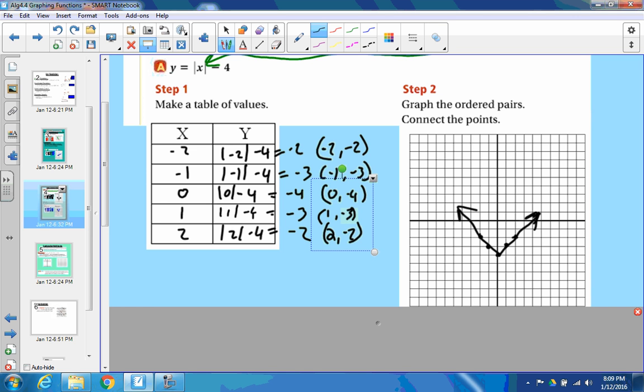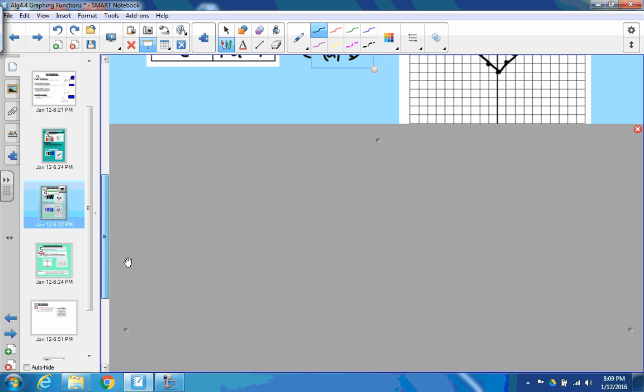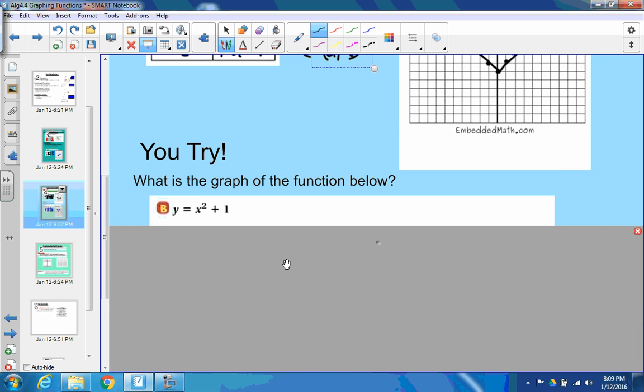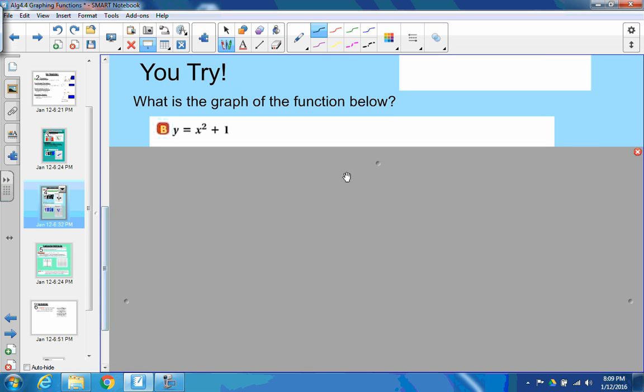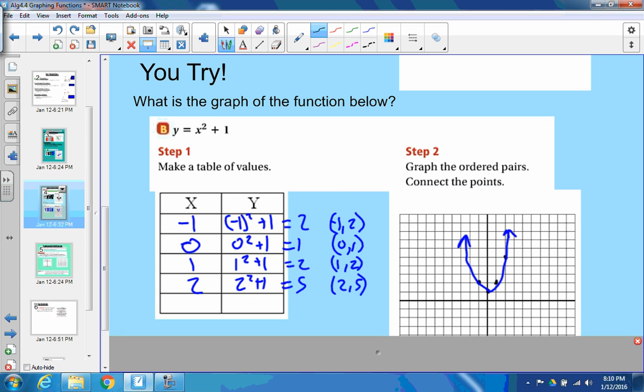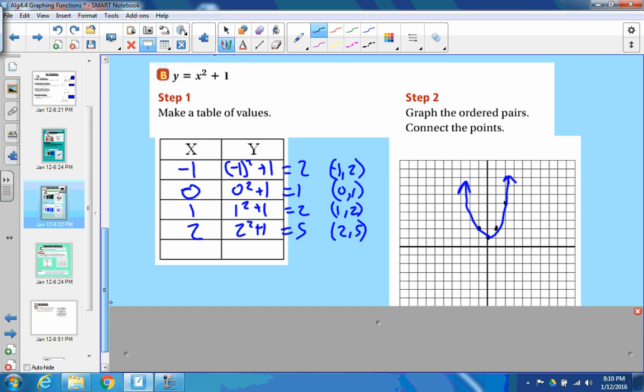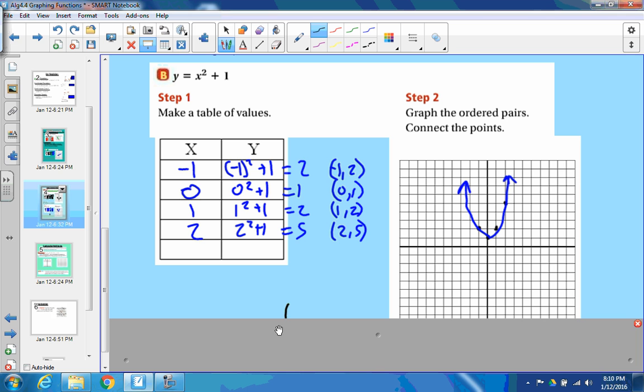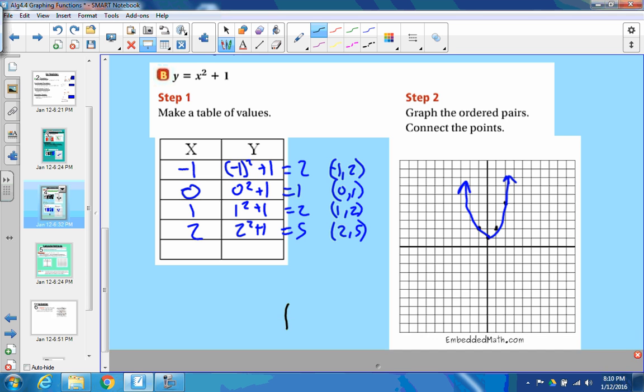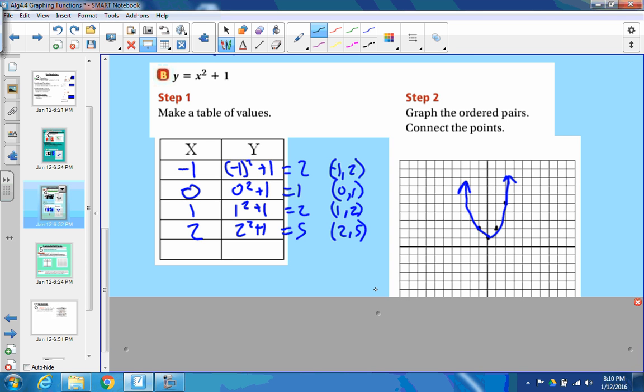So it's nonlinear. I'm going to give you one more example, and I want you to try this one on your own. It says, what is the graph of the function below? y equals x squared plus 1. All right, so here's what I got. I plugged in those 4 values, got those 4 values out, and there's my ordered pairs, and when I graphed them, it made a U. That's called a parabola. Don't know if we'll be getting into a lot of that this year, but parabolas you'll see in your future as well.